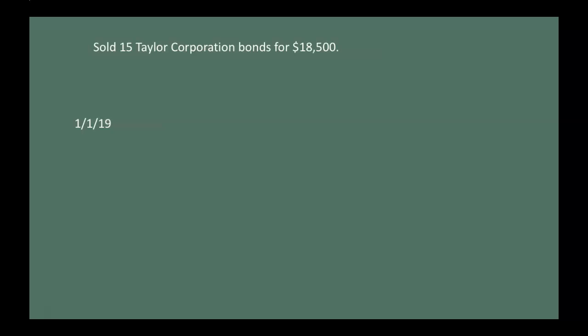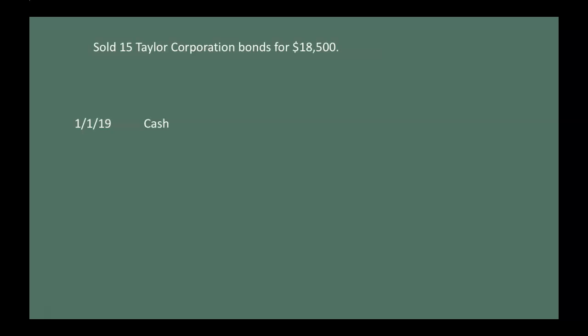Also, on January 1st, we sold 15 of these bonds. So we initially purchased 35. A year in, we decided that we want to sell 15 of them. And we're selling 15 of them for a total of $18,500. So a few different pieces that we're going to start off with here.